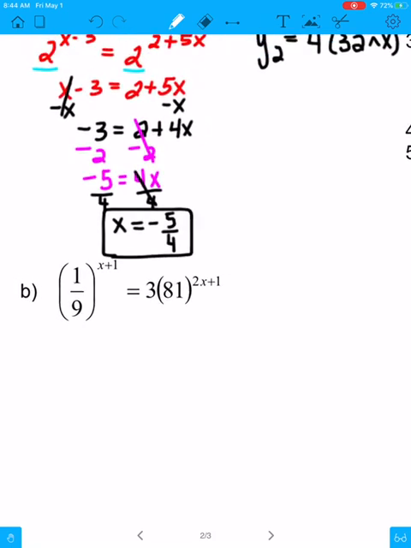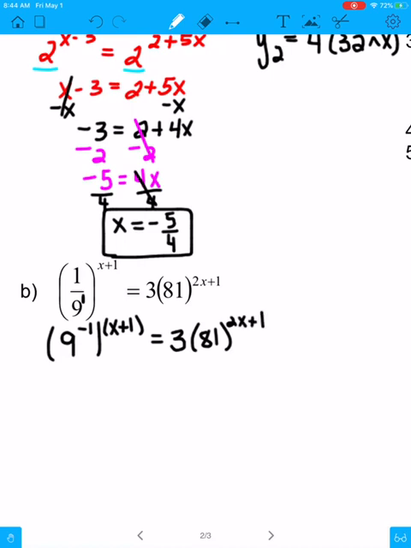B. I have a fraction. What did I tell you the first thing I would do if I have a fraction? I'm going to rewrite it. So currently it's 9 to the power of 1. I'm going to rewrite it as 9 to the power of negative 1, x plus 1, equals 3 times 81 to the 2x plus 1. Please do not go 3 times 81.